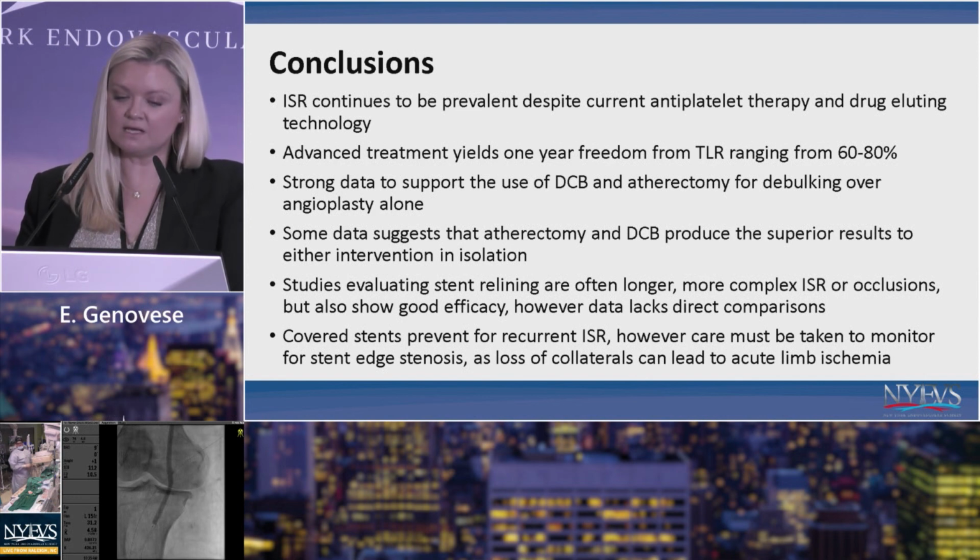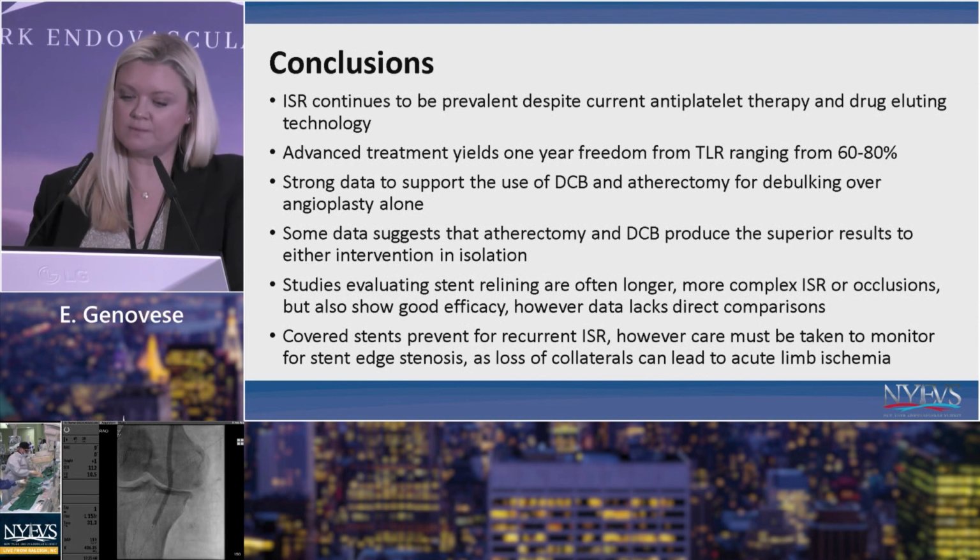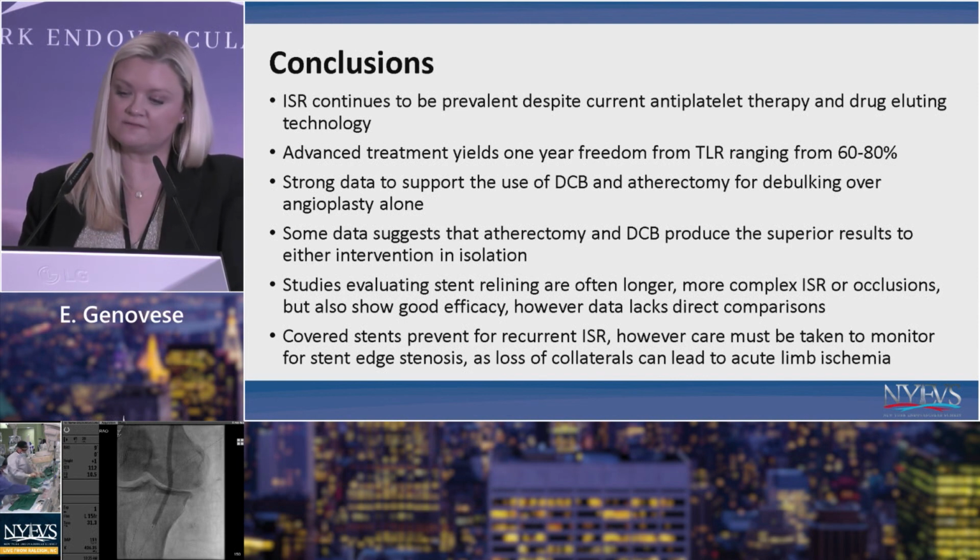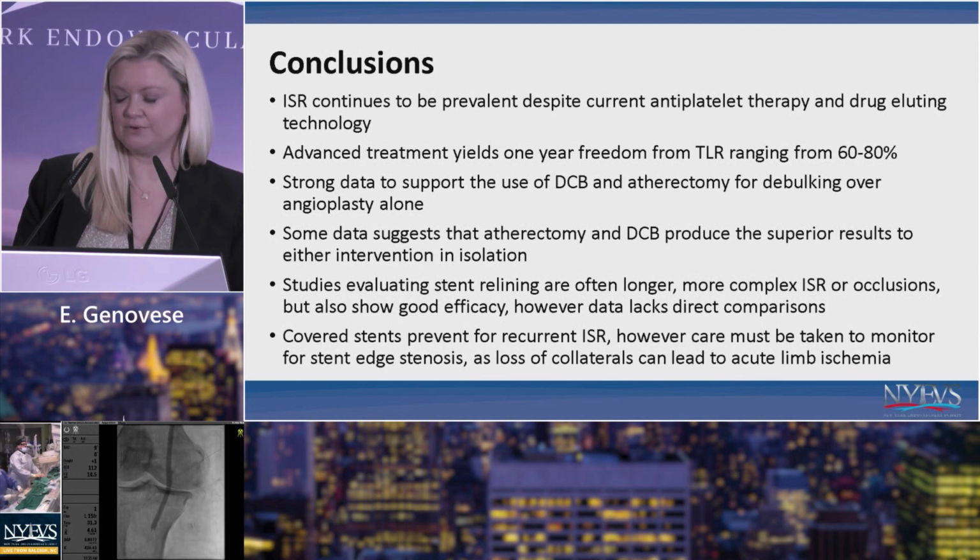Studies evaluating relining are often looking at ISR lesions that are more complex or longer or complete occlusions. They do show good efficacy data, but lack direct comparison to our other modalities such as DCB and atherectomy. And covered stents are a good bailout option for recurrent ISR, but we just have to be careful that we monitor for edge stent stenosis, as loss of these collaterals can lead to acute limb ischemia should they occlude.